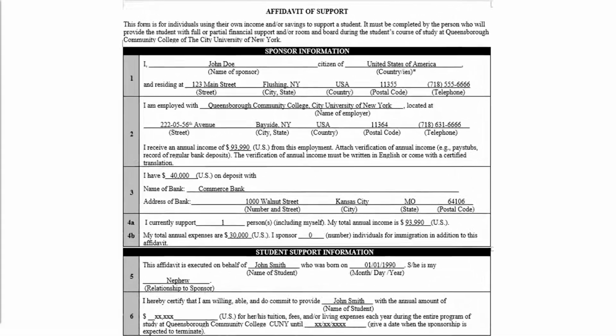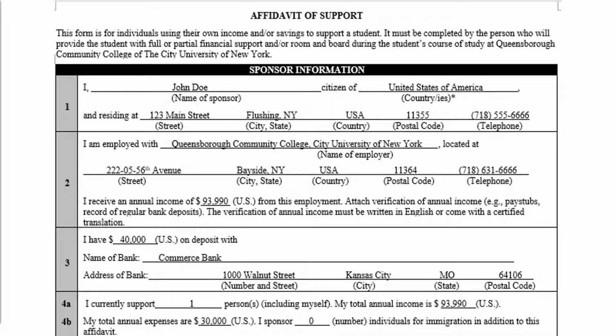Each sponsor must complete an affidavit of support. The sponsor must include in Field 1 his or her name, country of citizenship, address, and phone number. If the sponsor is a citizen of any European Union country, he or she must first complete CUNY's General Data Protection Regulation Acknowledgement form mentioned earlier in the video.